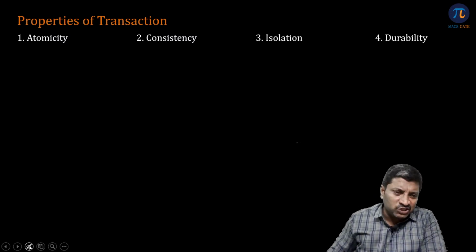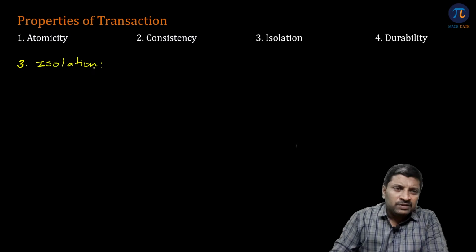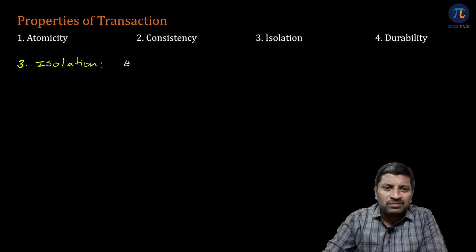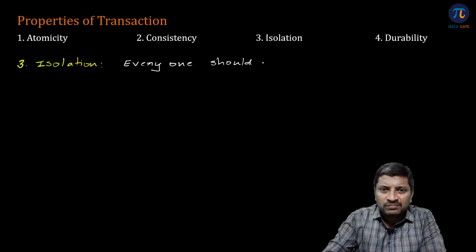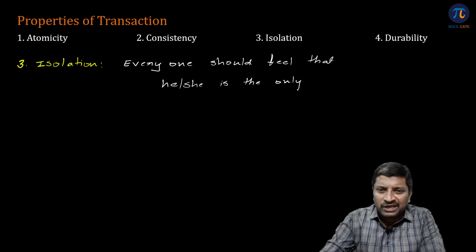The next one is isolation. What is isolation? In a simple example, everyone should feel that he or she is the only one who is accessing the database.